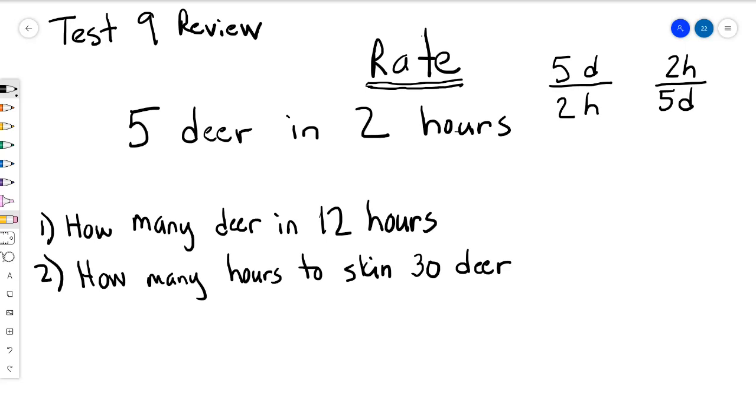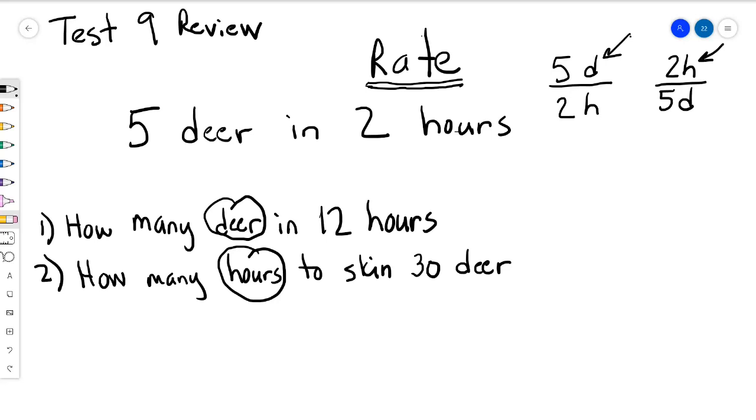Next, you're going to solve the problem. They're going to ask you to answer in deer or in hours. So they might say how many deer in 12 hours, or they might say how many hours to skin a certain number of deer. Look at what they're asking. If they're asking you how many deer, you want to use the rate which has deer on top. If, as in number 2, they're asking how many hours, you're going to want to use the rate that has hours on top. We always want to use the rate or the unit multiplier that has the unit on top that we want to end with.